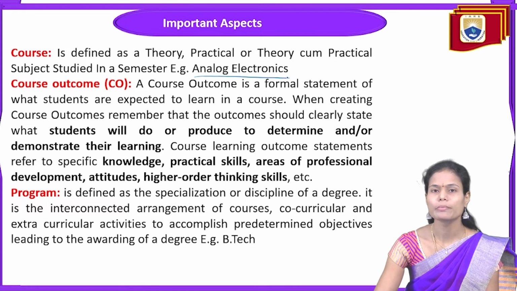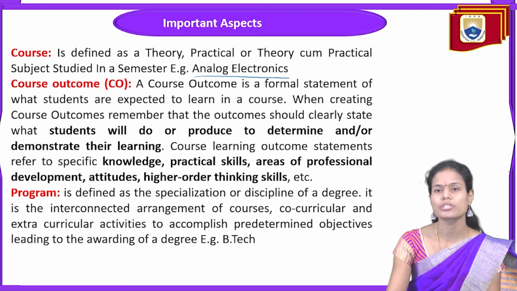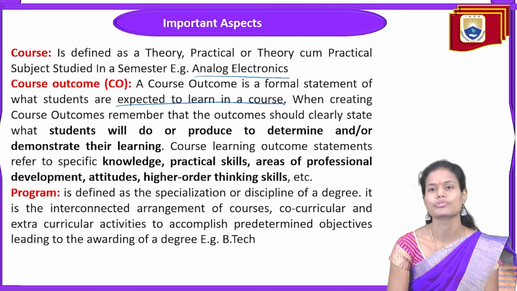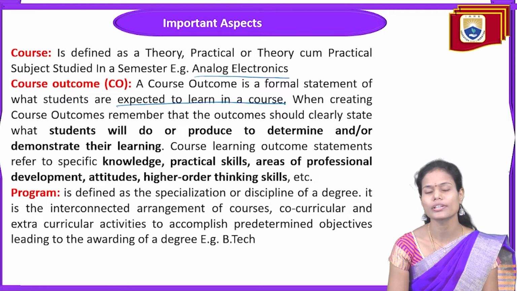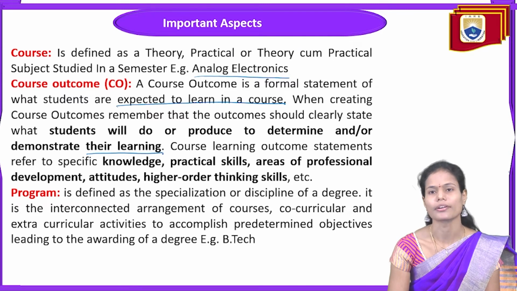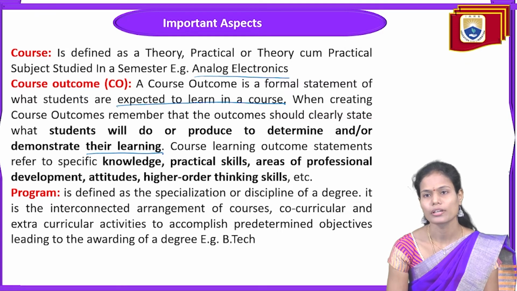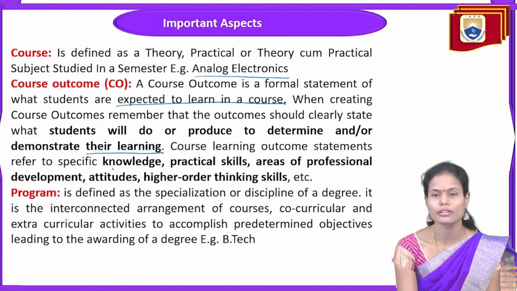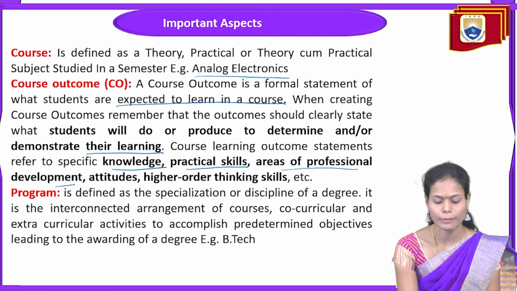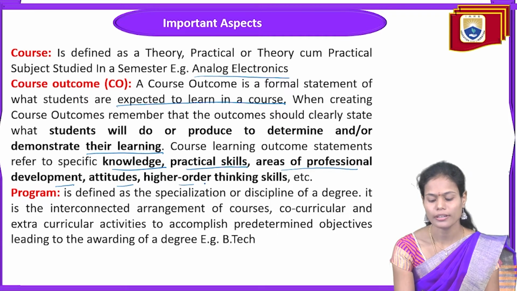And what is meant by course outcome? A course outcome is a formal statement of what students are expected to learn in a particular course. When creating course outcomes, the outcome should clearly state what students will do or produce to demonstrate their learning. Course learning outcome statements refer to specific knowledge, practical skills, areas of professional development, attitudes, and higher order thinking skills, etc.